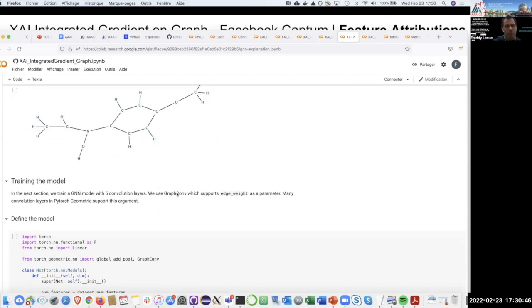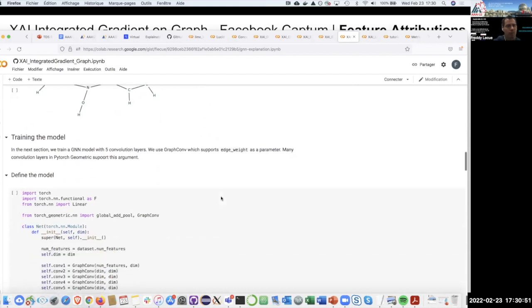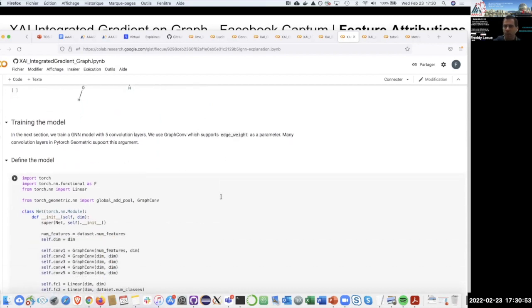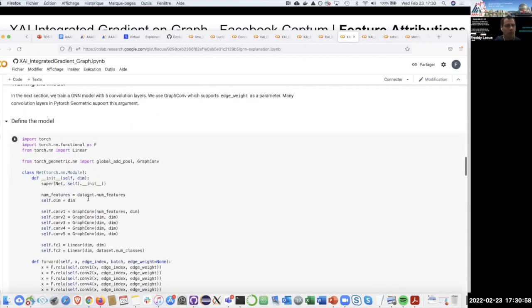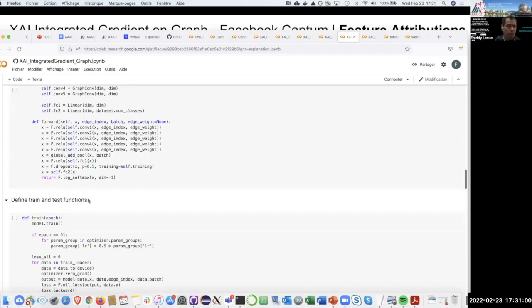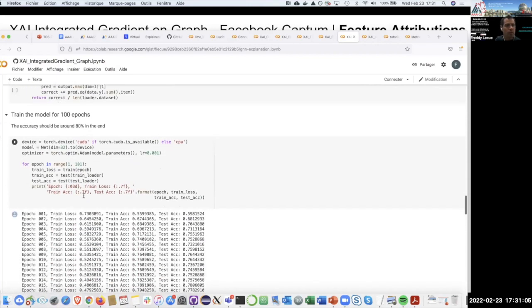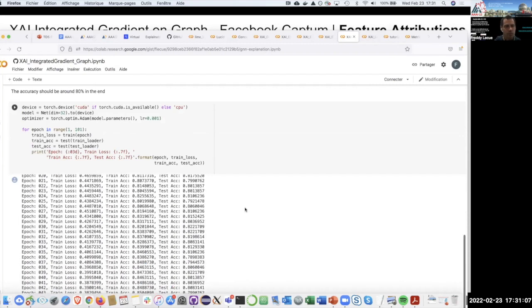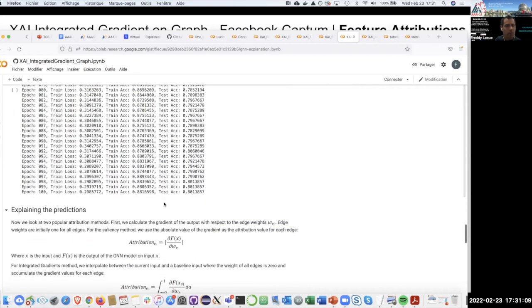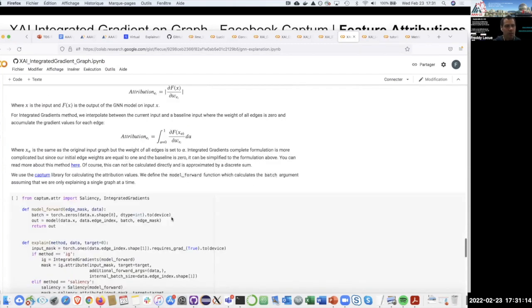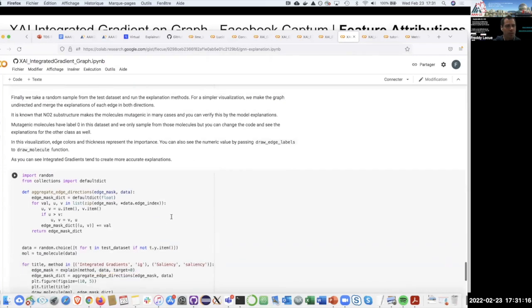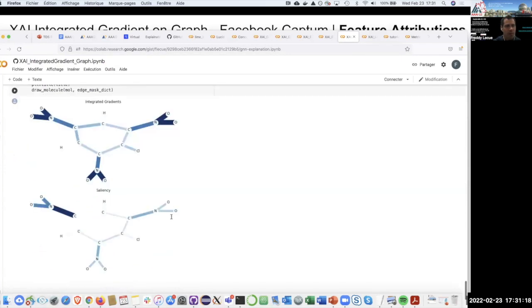They use graph conv, which takes edge weight as a parameter. Be careful, because there are many hyperparameters that you can tune. This is the architecture which has been used. You can change it, but it's pretty simple. There is a number of epochs because you need to train on the data. You see that the loss is decreasing. Accuracy is decent. I'll pass on the details here. And this is the input picture.